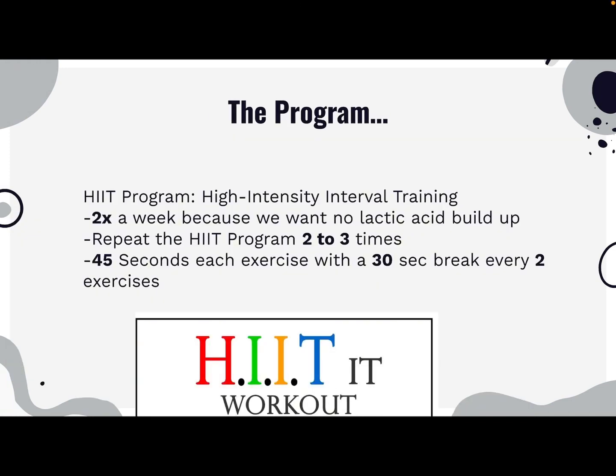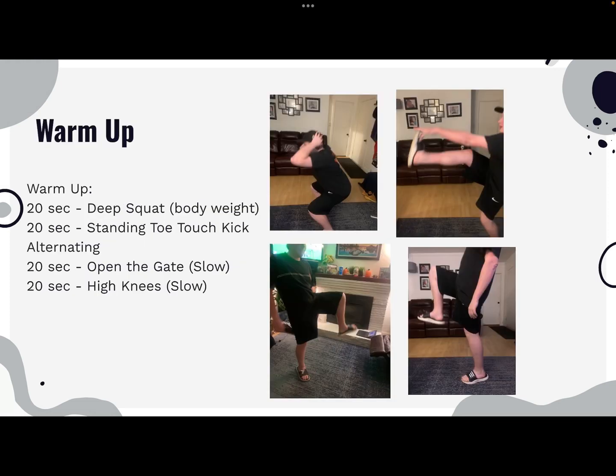Getting back into the program, I will be having Travis do a HIIT program. This is high-intensity interval training. I'll have Travis do this twice a week in order to give him time to rest and release all that lactic acid buildup, which is super common with fast twitch training. As well, I will have Travis repeat the HIIT program about 2 to 3 times every time he does it, depending on how he feels. As well, each exercise is about 45 seconds with a 30-second break every 2 exercises he does.